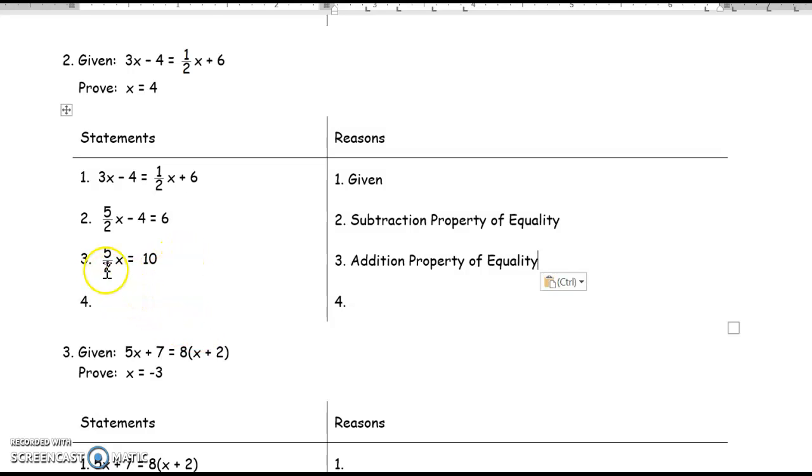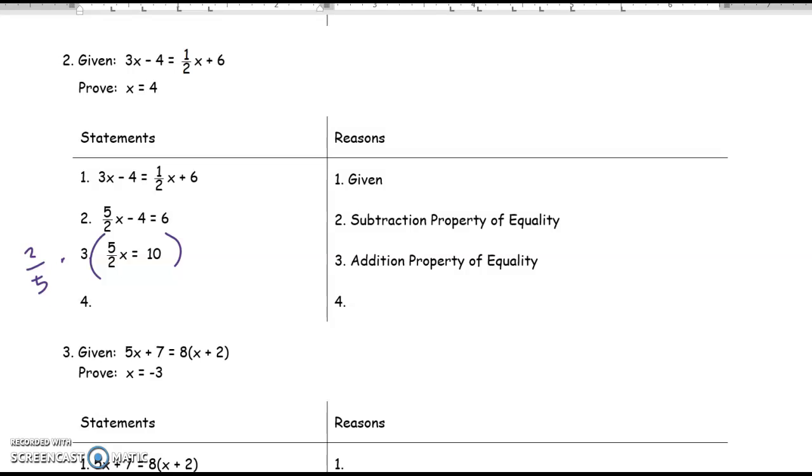Now our last step. This one's the trickiest one. I'm going to show what it looks like. The next thing to do would be to multiply. But we have this fraction over here that says 5 over 2. If you recall, to get rid of a fraction like 5/2, you have to multiply by its reciprocal. So what I'd want to do over here is multiply by 2/5 times the whole thing. So 2/5 times 5/2 x, and 2/5 times the 10.